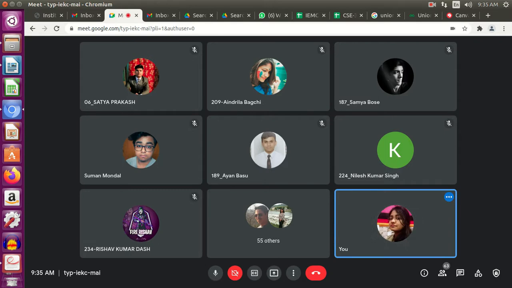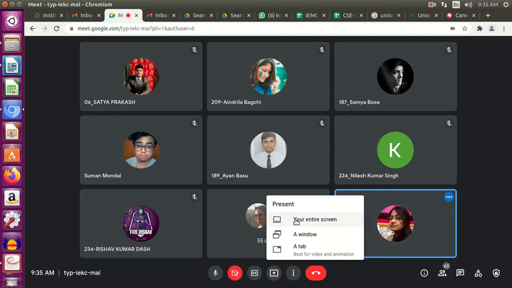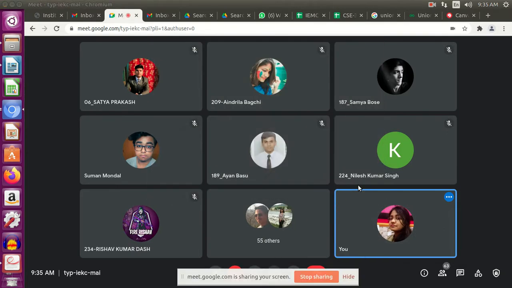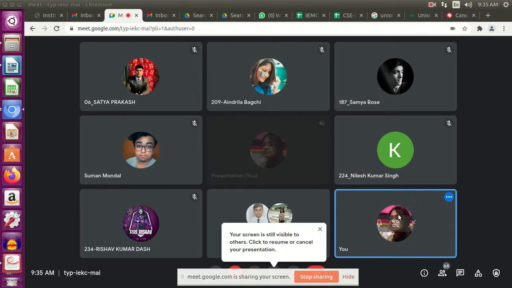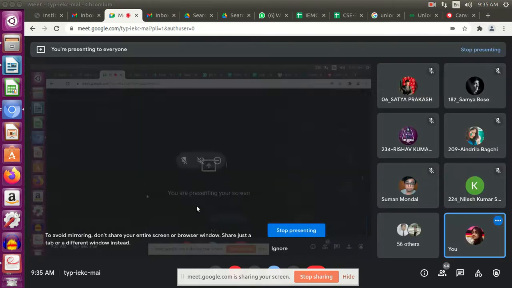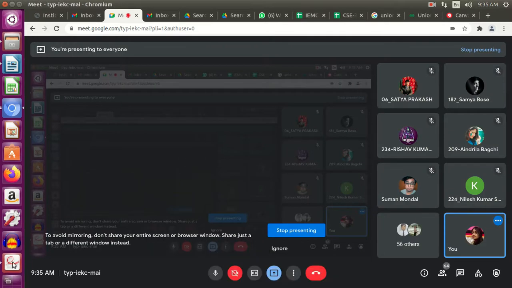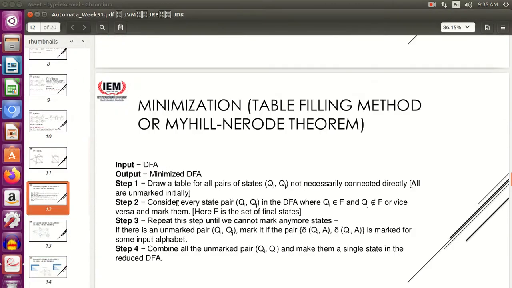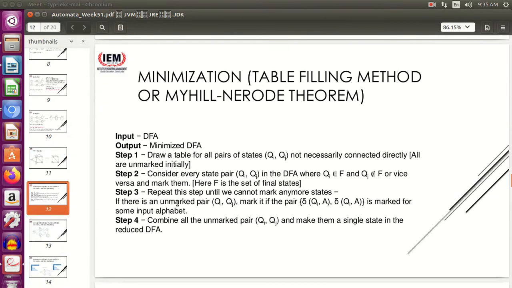And for the same, we have two processes. One was the equivalence theorem, one was the Myhill Nerode theorem. So in today's class, we are going to discuss the Myhill Nerode theorem, and then maybe, if time is there, we will be moving on to some other topic, right? So let me share my screen. My screen is visible, students, right? Yes, it is. Yes, ma'am.